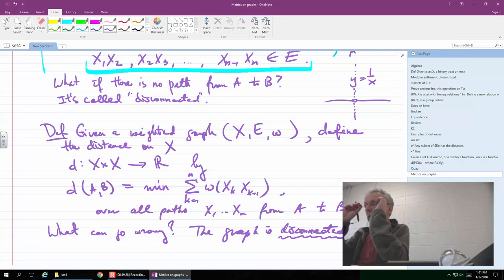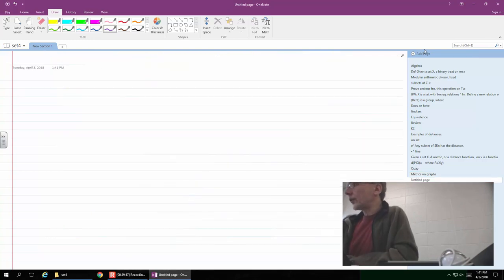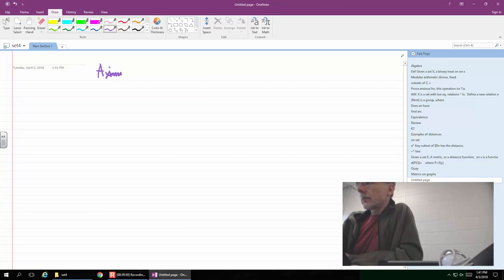So if our graph is connected and weights are provided, now we have to look at the axioms. Our number one axiom, remember, D(A,B) is larger than or equal to zero. That's okay. That's by definition. We have made sure that it is the case.